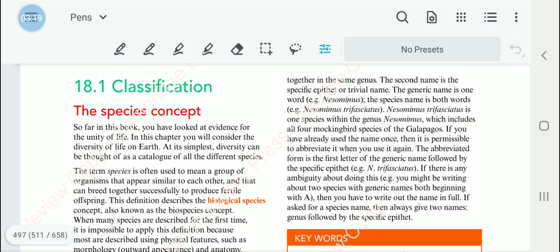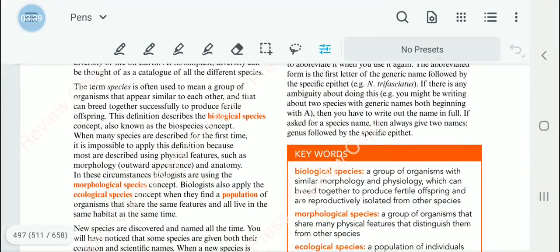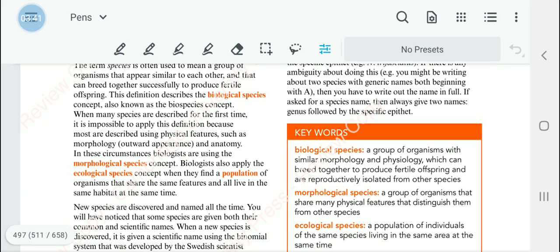So a species, whether animals, plants or whatever it is, is a group of organisms that appear similar to each other and have the ability to reproduce and produce fertile offspring. This is the term that we refer to as the biological species concept, in other words, the biospecies concept.